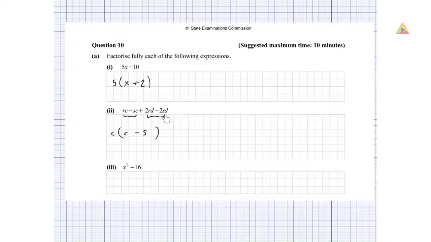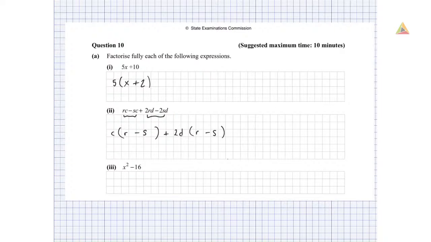So now we're going to look at this. So we know that there's a 2 that's common, and we also have a D that's common. So I'm going to pull out 2D. So what multiplied by 2D gives me 2RD? So it's going to be R that goes in there. And what multiplied by 2D gives me minus 2SD. So we've got 2D out here, we need a minus S there.